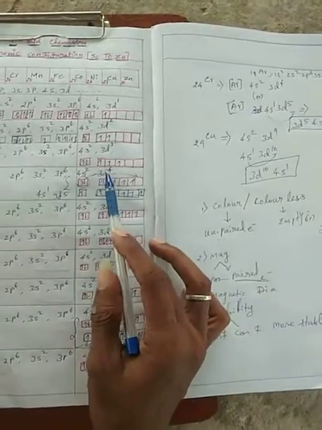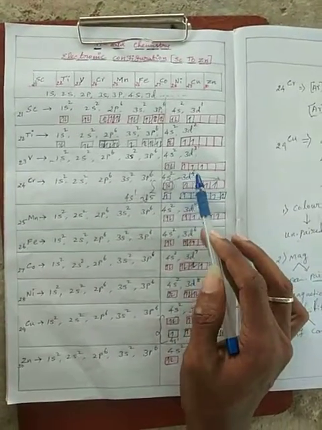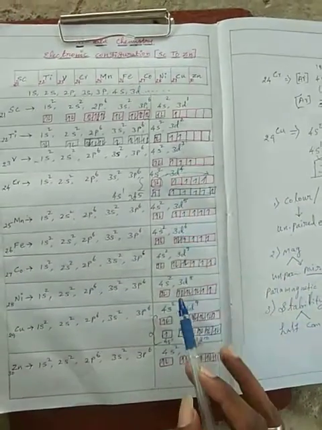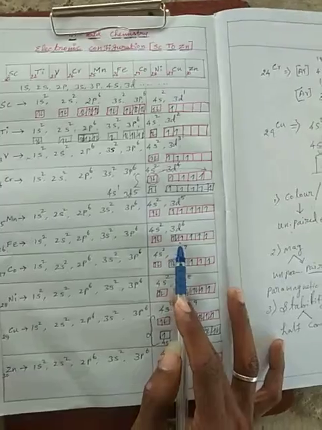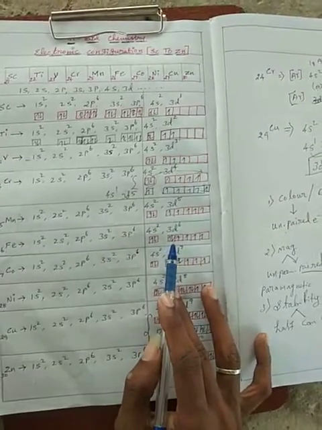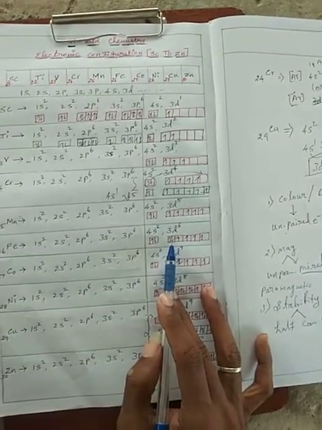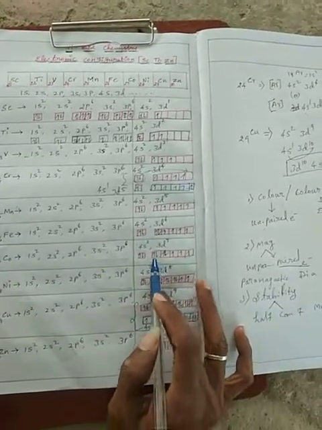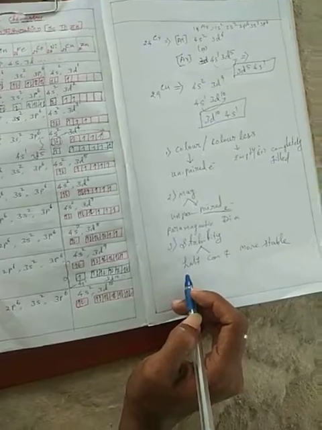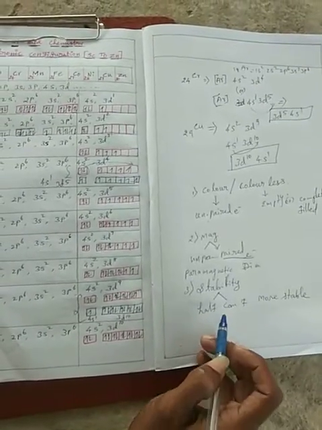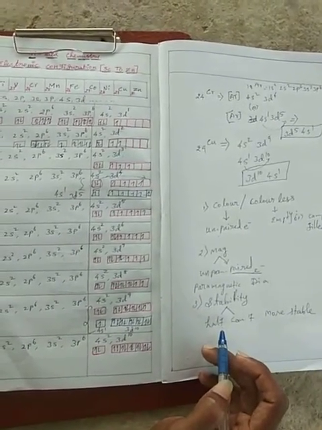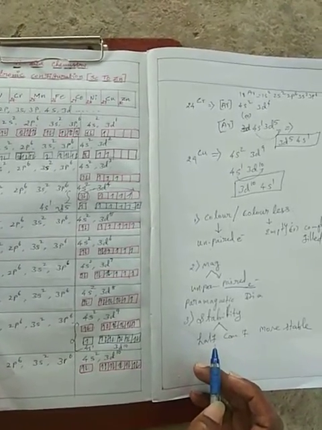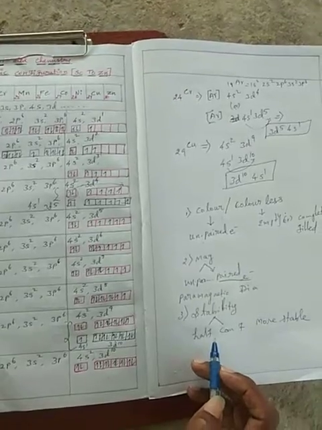Others are not properly half filled. For example, vanadium 3d3 is not half filled, as it needs 2 more electrons. Iron 3d6 has one extra anti-clockwise electron, so it is neither half filled nor completely filled, and is less stable. So half-filled and completely filled outermost subshells are perfectly more stable.